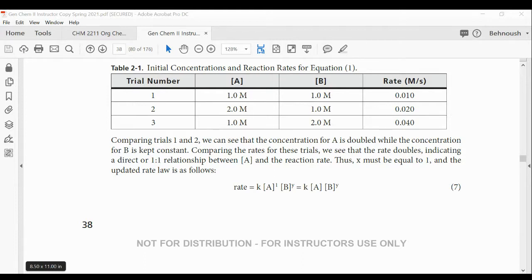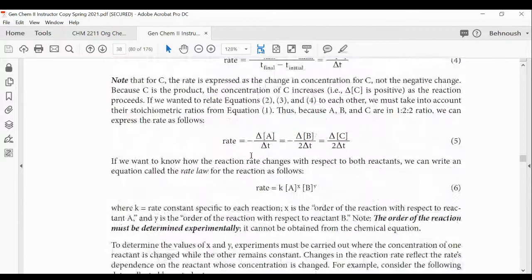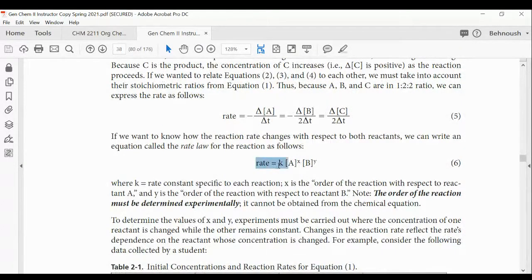Perfect. So we are using both definition and both formulas for calculating our rate today. We are using the change in concentration over change in time, and we are also using this equation to find the order for the reaction.